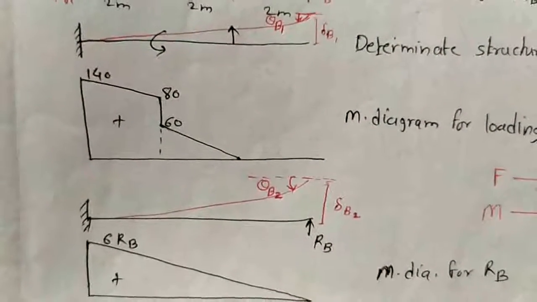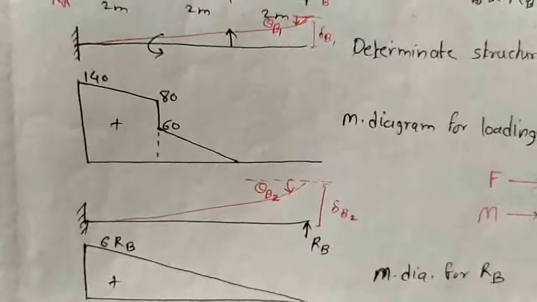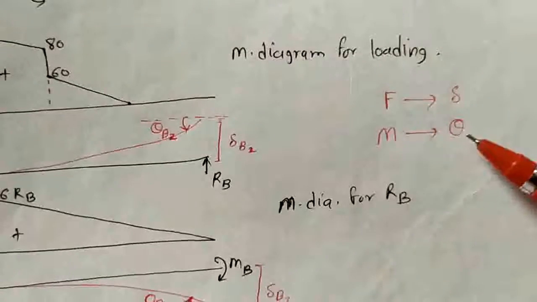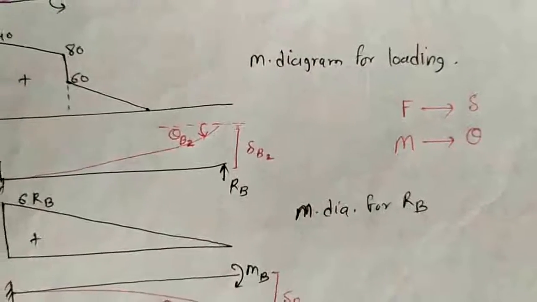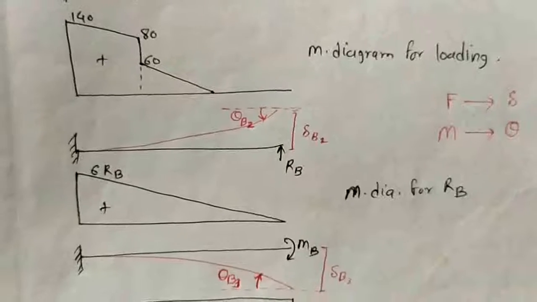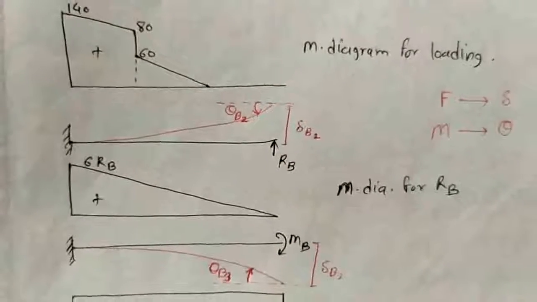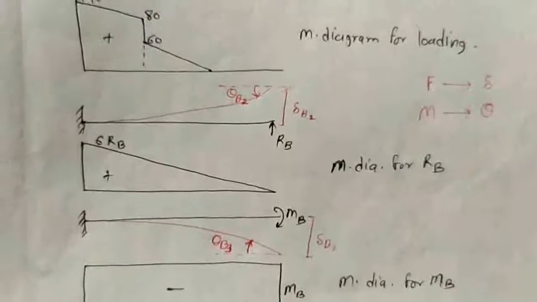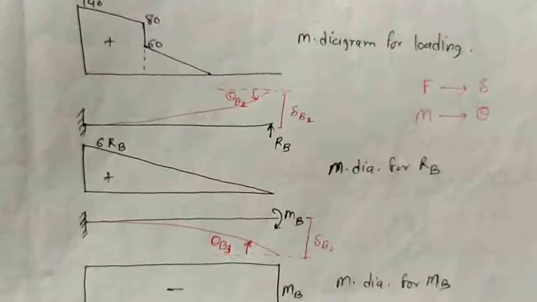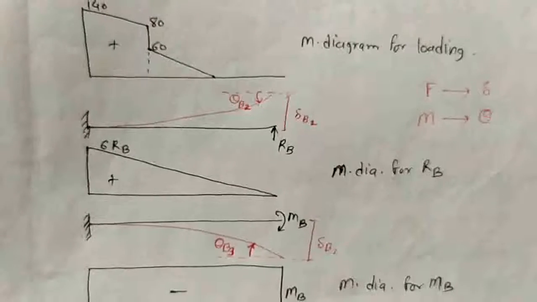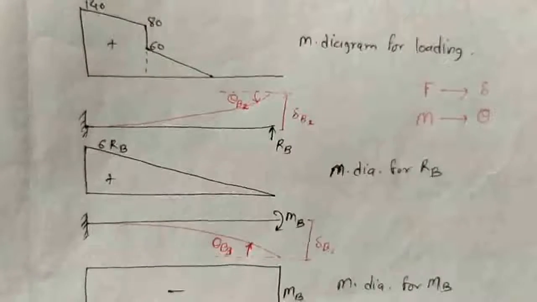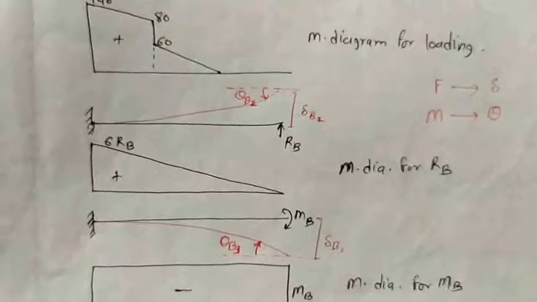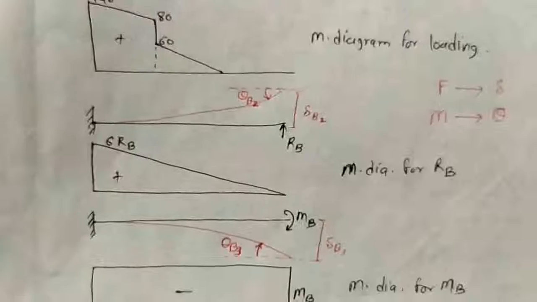This is the sign convention which I explained technically, that is for force you have to consider delta, for moment you have to consider theta. I explained this sign convention technically, but suppose the students are still in confusion, I will explain this sign convention again at the time of solving the example, that is at the time of finding out the values of deltas and theta.